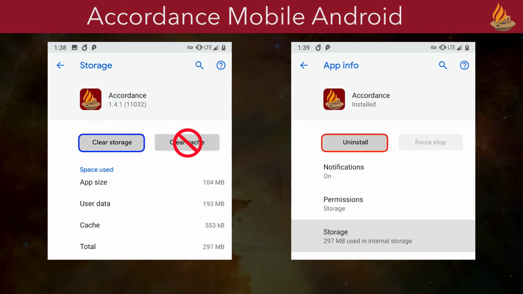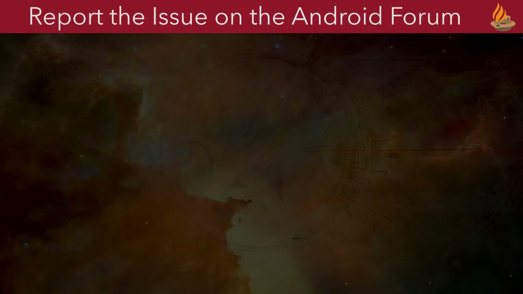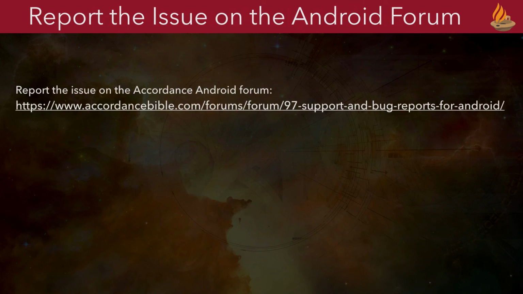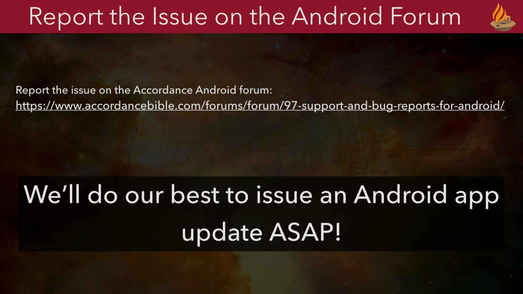However, there may be a better alternative to both of these actions, though it requires a bit of patience. That better option is to report the issue on the Accordance Android forum, especially if you have a large library or lots of user preferences. Reporting an issue also helps other users. Our chief Android programmer monitors this forum. If you report a crash or a bug, we'll do our very best to issue an app update ASAP, sometimes within the same day. Now, you won't be able to use the app in the meantime, but you may decide that waiting is less hassle than downloading everything all over again.